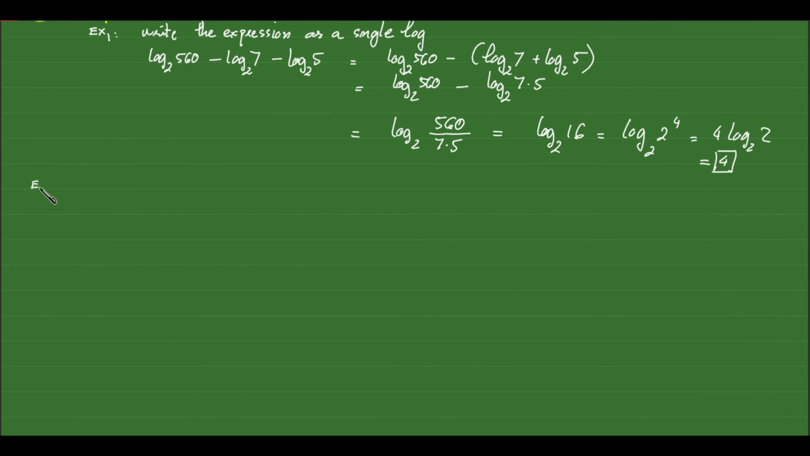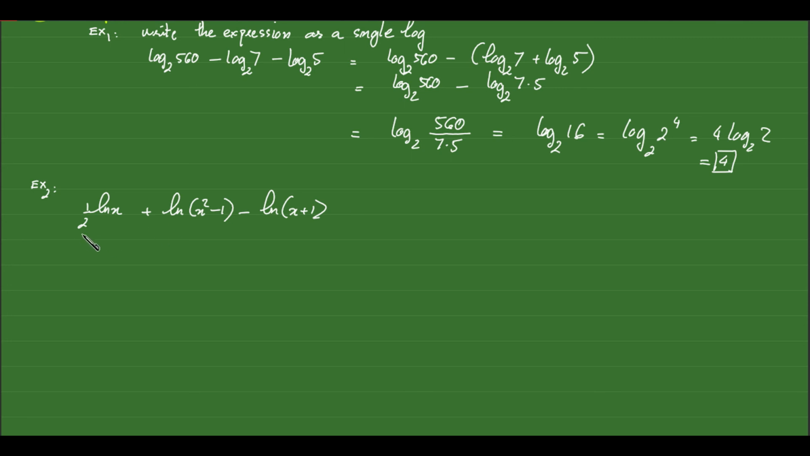Example 2. Now, what if I have something like this? I have 1 over 2 natural log of x, plus natural log of x squared minus 1, minus natural log of x plus 1.